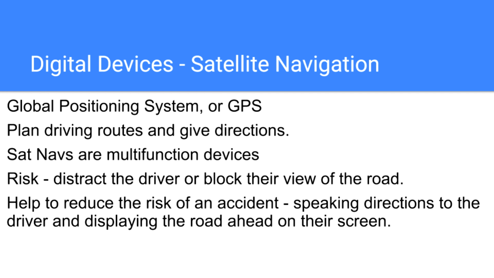Satellite navigation. Sat-navs use the Global Positioning System, or GPS, to plan driving routes and give directions. Sat-navs are multifunction devices. Some can display the user's speed or warn about upcoming speed cameras. Sat-navs can be a risk while driving because they can distract the driver or block their view of the road.